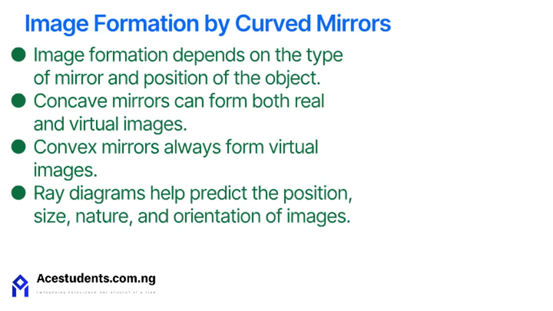To understand how images are formed by curved mirrors, we must first consider two things: the mirror type and where the object is placed. Concave mirrors form different kinds of images depending on object position. Convex mirrors, however, always form virtual and diminished images. We use ray diagrams to predict image characteristics such as size, orientation, and position. Let's now examine how images are formed in different object placements.